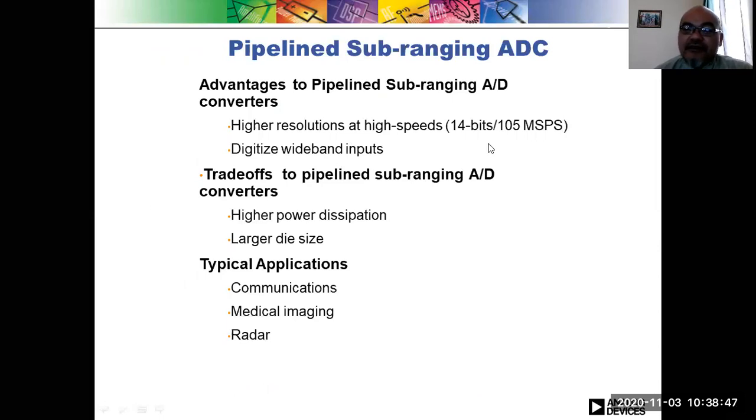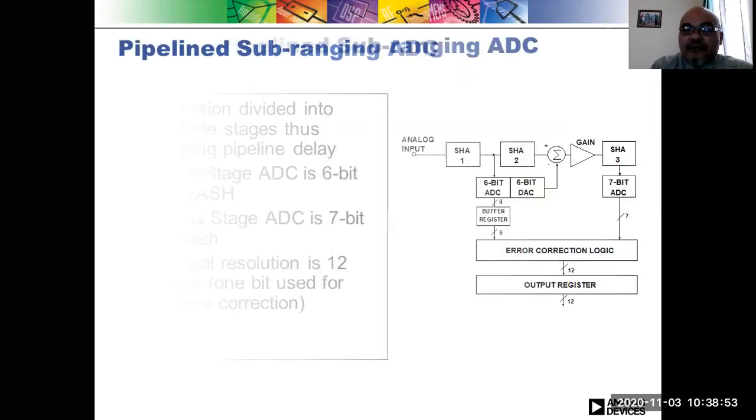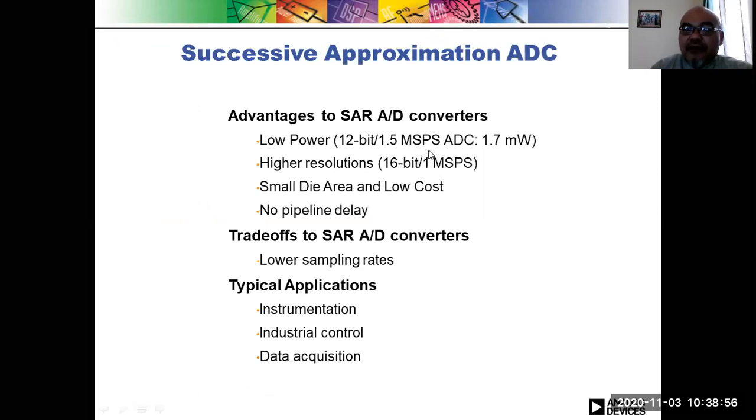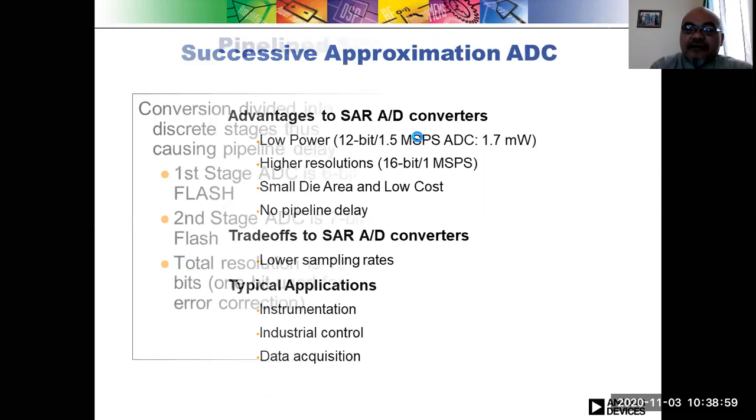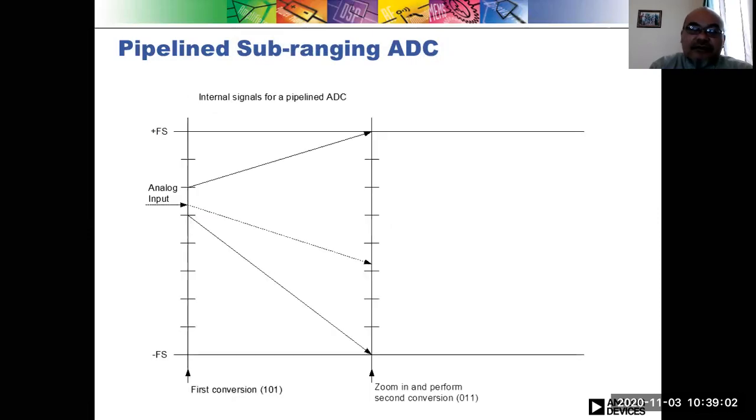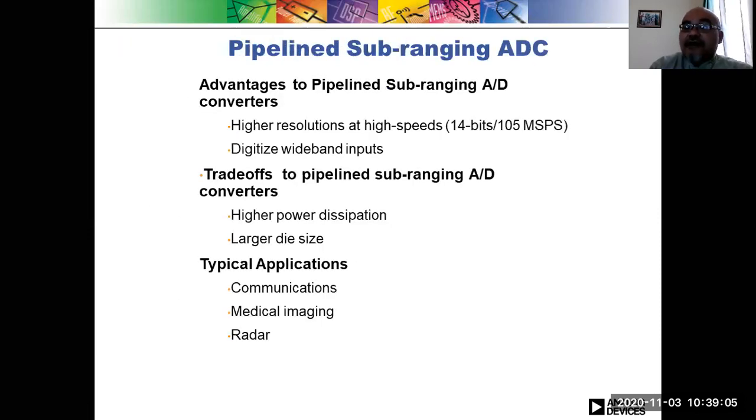It can reach 14 bits at 105 mega samples per second. If you compare with the SAR, which is 12-bit at 1.5 mega samples per second, with pipeline we can have 14-bit at 105 mega samples per second. So hundreds of times faster than SAR. Digitized wideband inputs. However, because it requires more sampling and hold amplifiers, 2 ADCs, and 1 single DAC, it requires more power. That's why it has higher power dissipation.